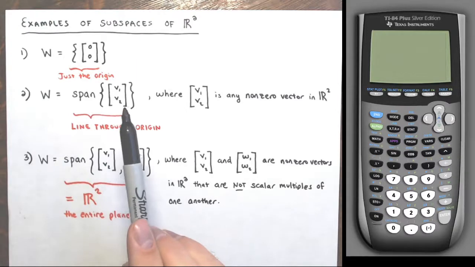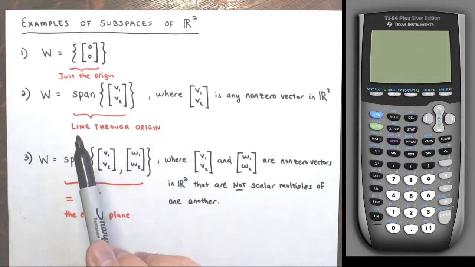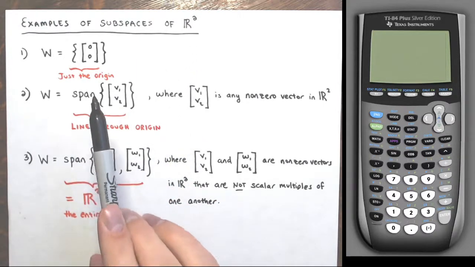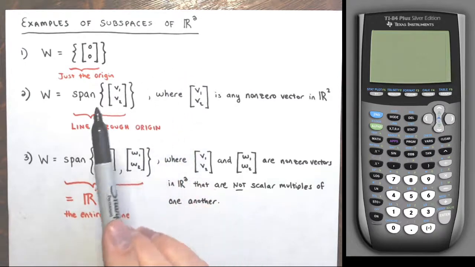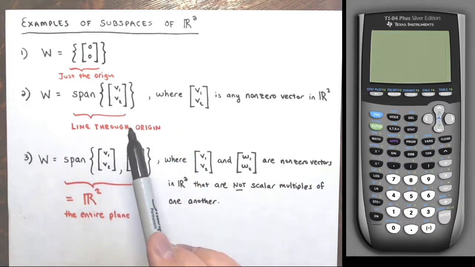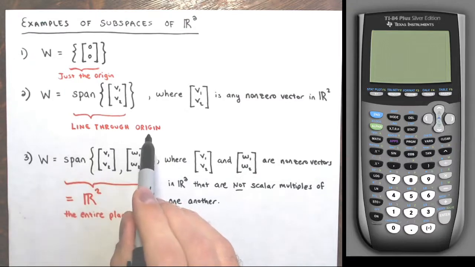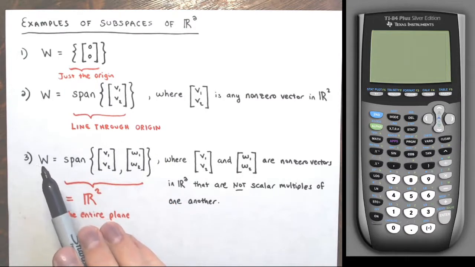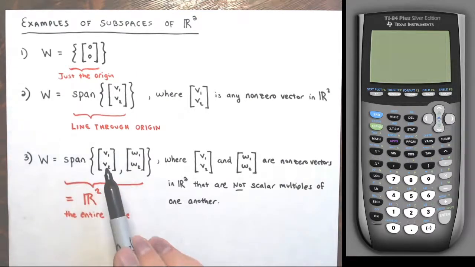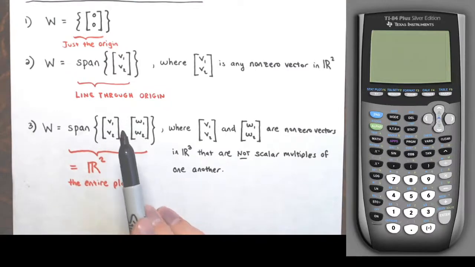If you think about that in terms of R2, and I'll show you a picture of this in a minute, the span of just a single vector in R2 is really just describing a line. All the points at the ends of the vectors will form a line that goes through the origin. And then the last type of subspace you're going to see for R2 is the span of any two vectors.